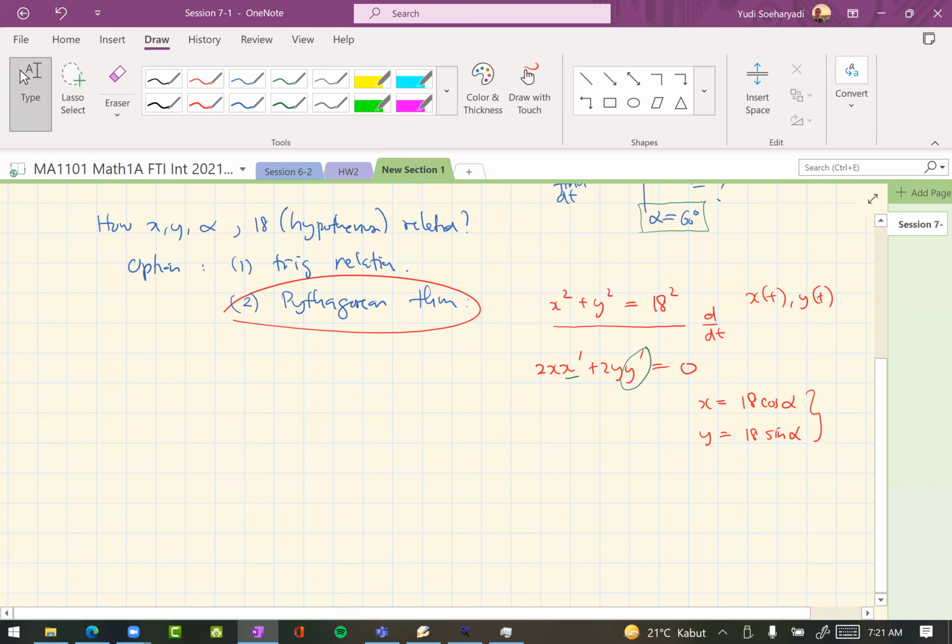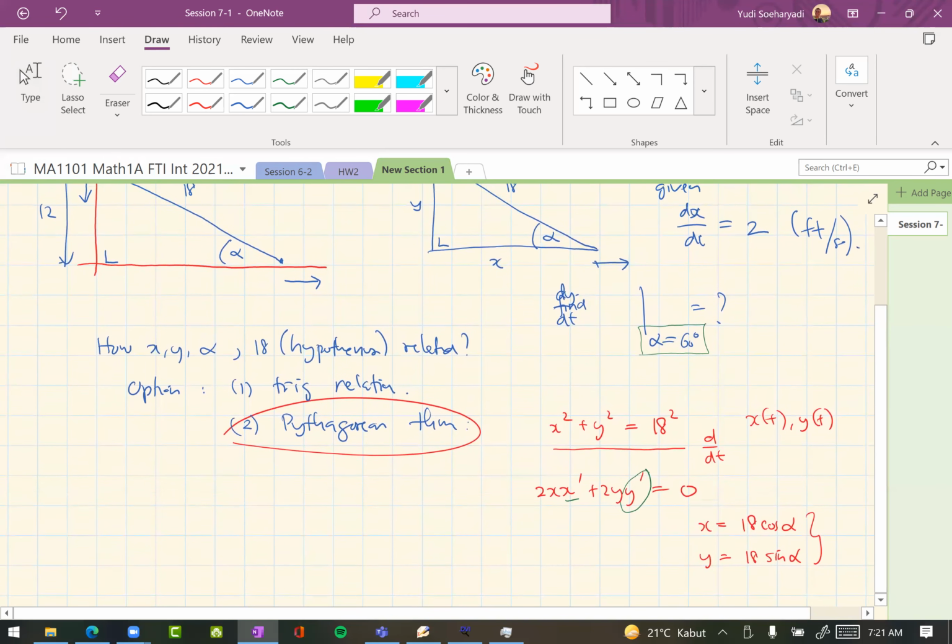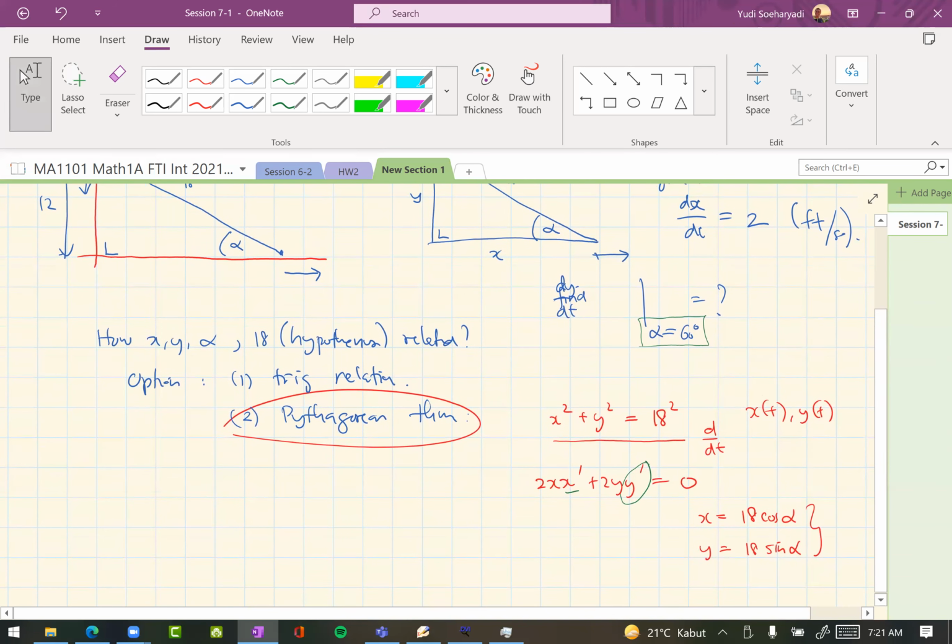Wait, sir, how do you get the formula 2x x prime plus 2y y prime equals 0 again? This is implicit differentiation. Okay, yeah, that one.